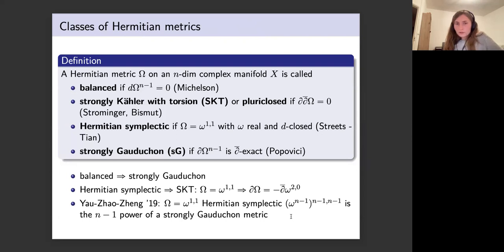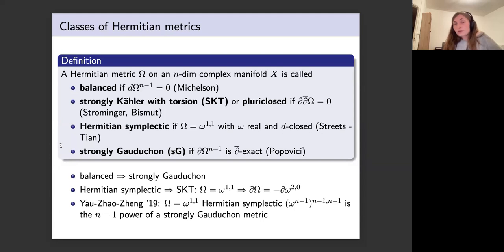So the strongly Gauduchon notion was essentially introduced because it gives a notion of Hermitian metrics which is open under deformation, and also because it generalizes, directly or not, both the Hermitian symplectic and the balanced condition.